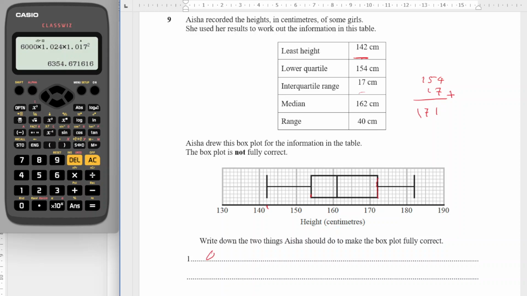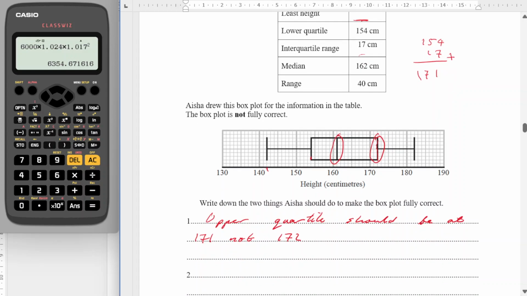Yeah, so upper, let's try and at least look like I can write. Upper quartile should be at 171, not 172. Also going to circle it in the diagram. Median 162, they've drawn it at 161, so the median is in the wrong place.